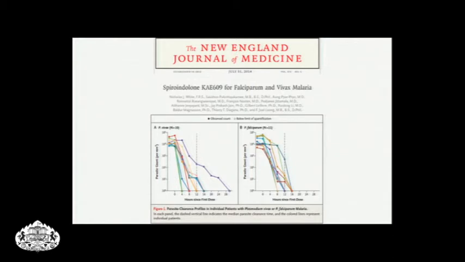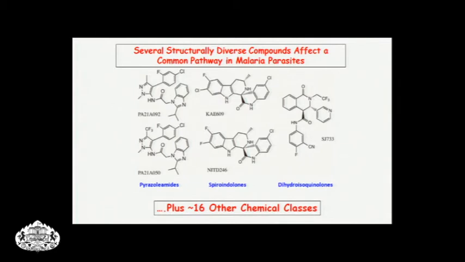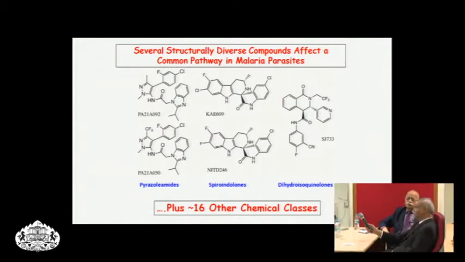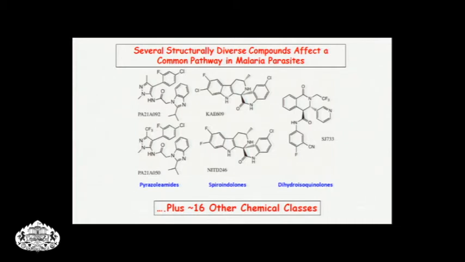Not only that, what's important to keep in mind is that at least 16 other chemical classes, totally chemically different from the ones I've shown here, all seem to be affecting sodium homeostasis in the parasite. So which part of the three molecules works on the sodium pump? Well, we don't know. If the sodium pump gets mutated, we don't know. We don't have structure information on the actual target.